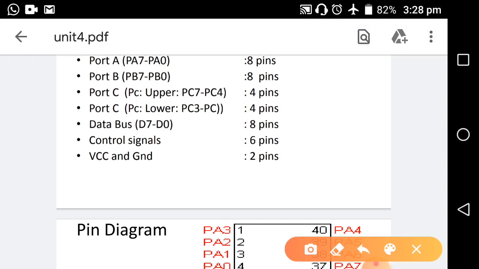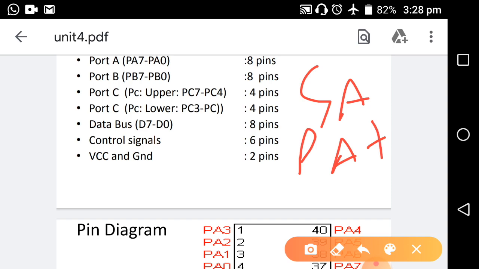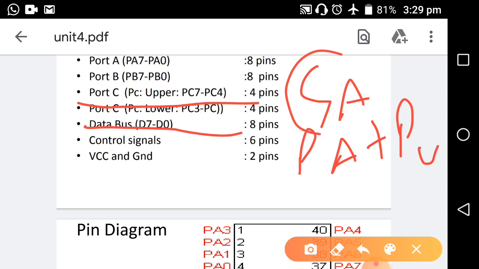In group A, we will use all 8 bits of port A, plus port C, which is divided into two parts, PC upper and PC lower. Okay, so the upper 4 bits of port C are grouped with port A to make group A.